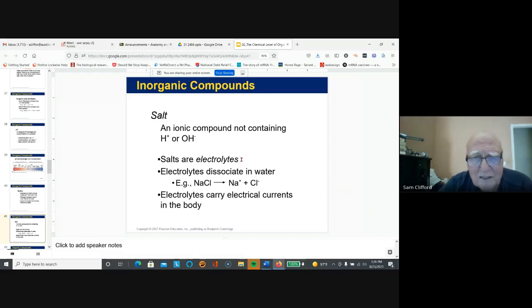Salts are electrolytes, meaning their solutions in water can conduct electricity. Sodium chloride is the classic salt. Electrolytes carry electrical currents. Sodium chloride and sodium in the body with calcium, potassium, there are currents. There's electricity moving all the time in your body.